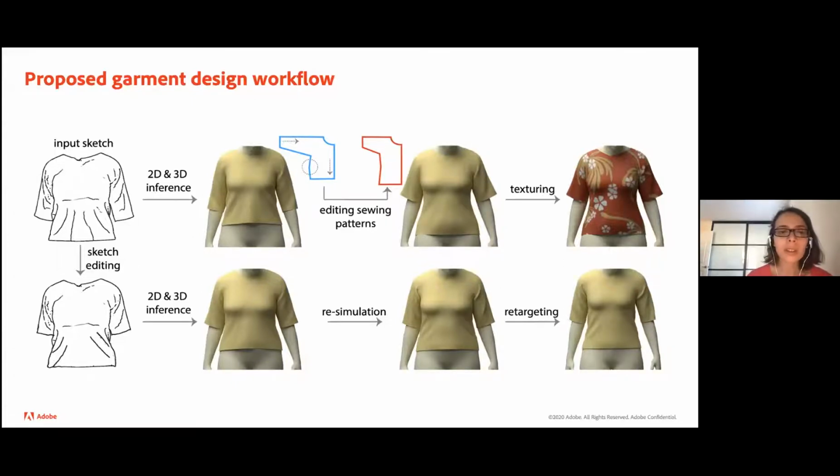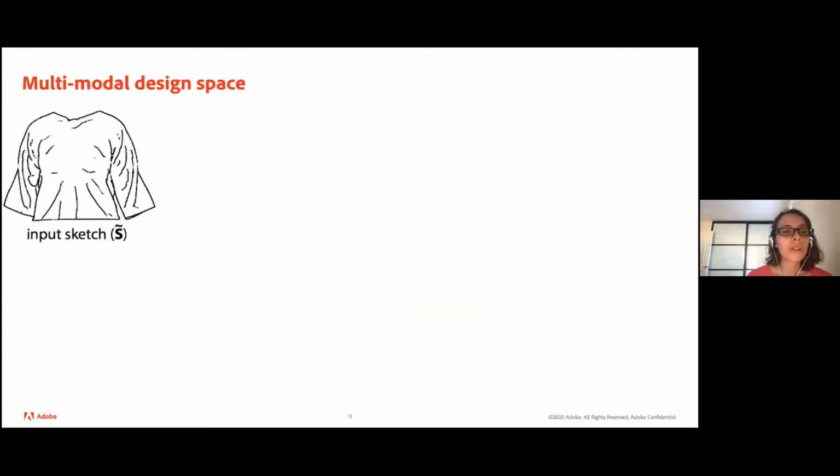So the first step was actually looking at the different operations in the workflow. It was important to identify the different design spaces one has to work with. So first there is the sketch design space. Through the sketches, you basically convey what the final garment should look like.